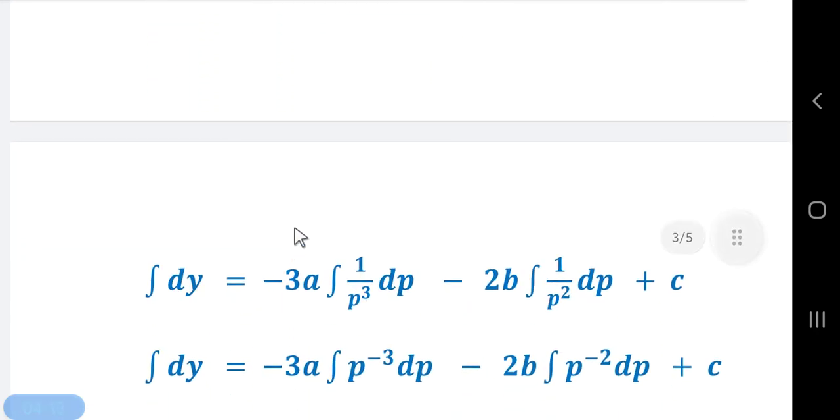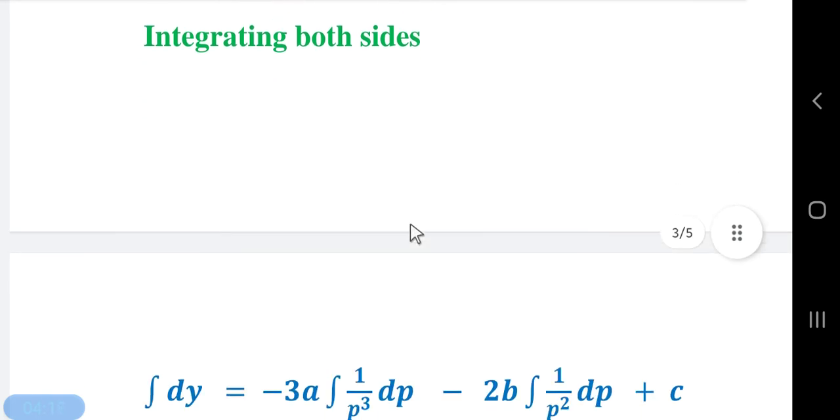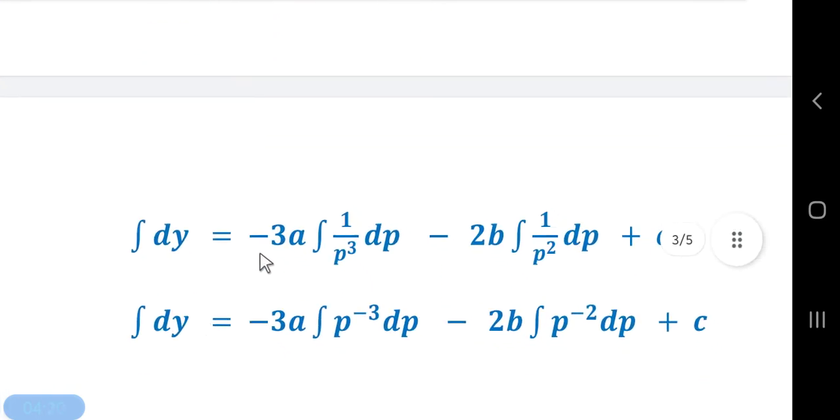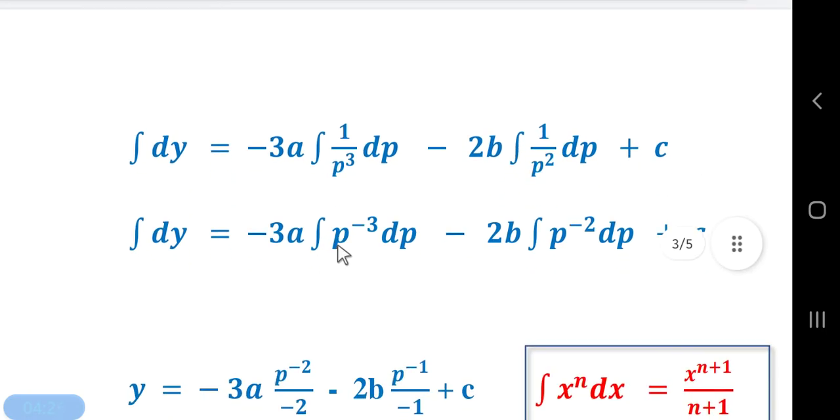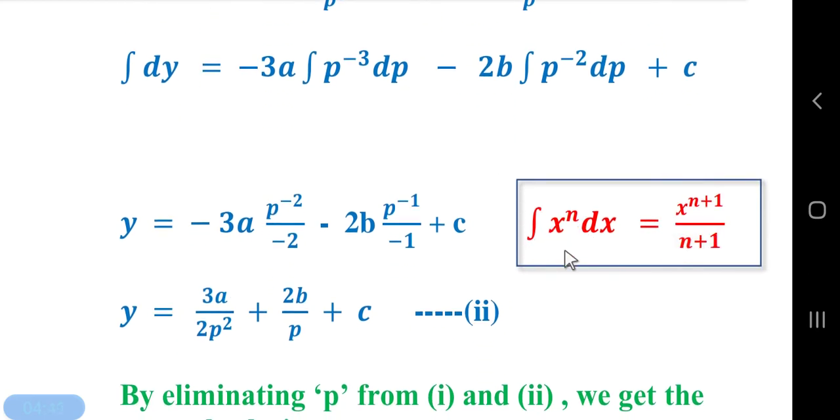we will have, also you can take minus 3a as a constant, 2b as a constant. So taking them outside for integration, the integration of dy is minus 3a of the integration of this term and the integration of this term. To integrate this, I bring this p power 3 to the numerator. This becomes p power minus 3 and this p square becomes p power minus 2. To integrate this, I use this formula: integral of x power n dx is x power n plus 1 by n plus 1. Here n is minus 3 in this case and n is minus 2 in this case. So minus 3 plus 1 becomes minus 2, and minus 2 plus 1 becomes minus 1.